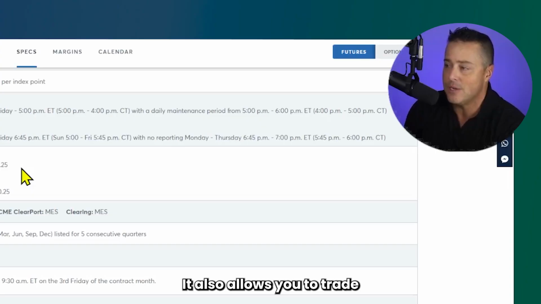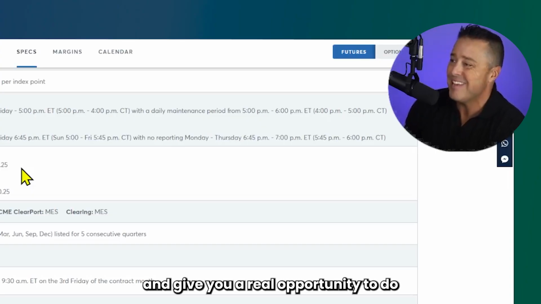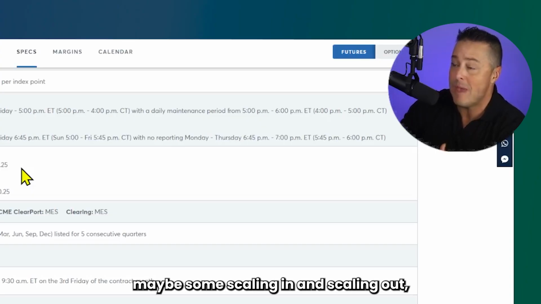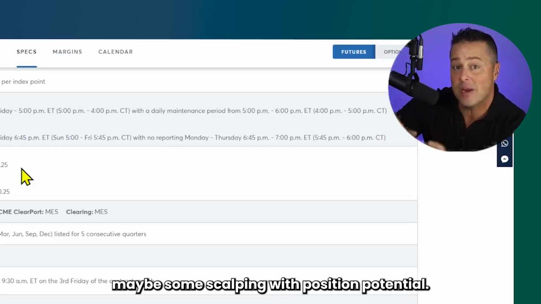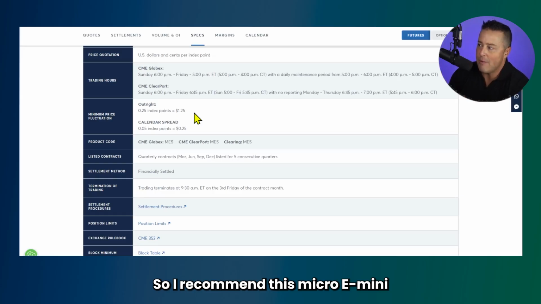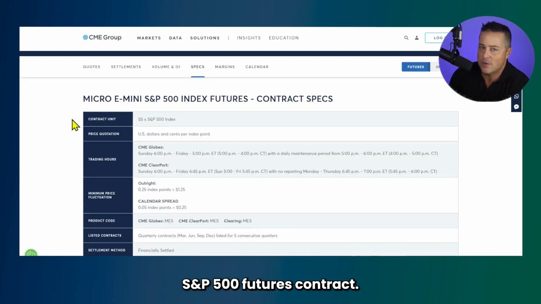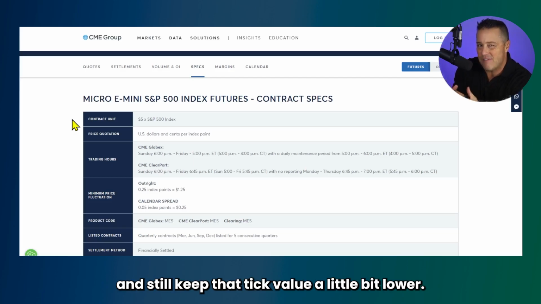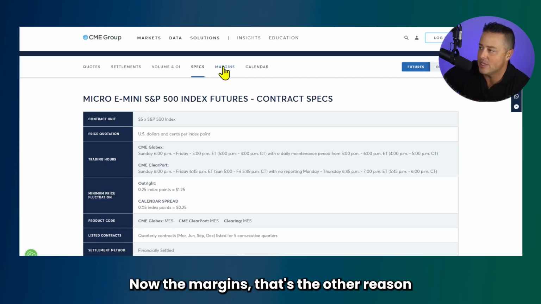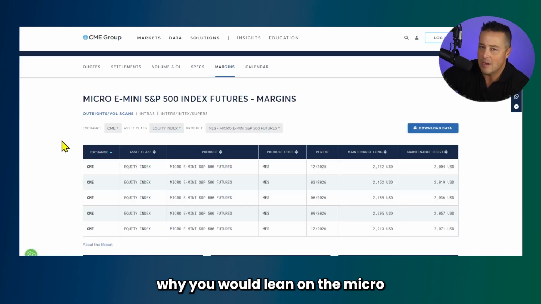It also allows you to trade several contracts at once and gives you a real opportunity to do maybe some scaling in and scaling out, maybe some trailing stops, maybe some scalping with position potential. So I recommend this Micro E-mini S&P 500 futures contract. That's going to give you a chance potentially to take more positions contract-wise and still keep that tick value a little bit lower. Now the margins, that's the other reason why you would lean on the Micro E-minis.